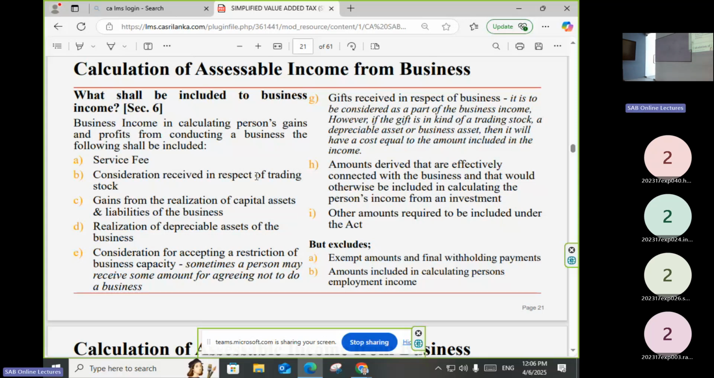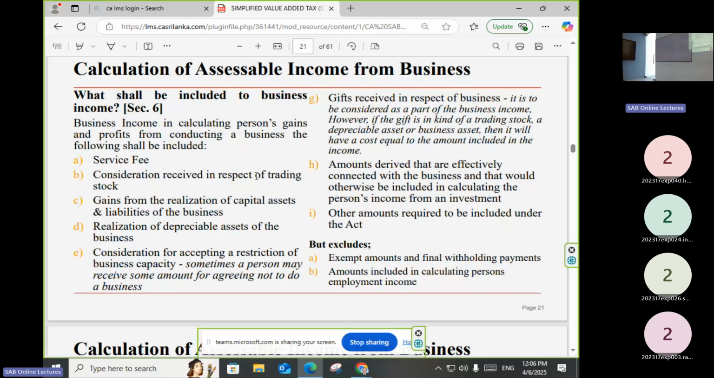Consideration received in respect of trading stock. What does it mean? Sales. Consideration received in respect of trading stock means sales. That is something we are getting, that means sales. Gain from the realization of capital assets and liabilities of the business, that is also business income. Realization of depreciable assets of the business, that is also part of business income.